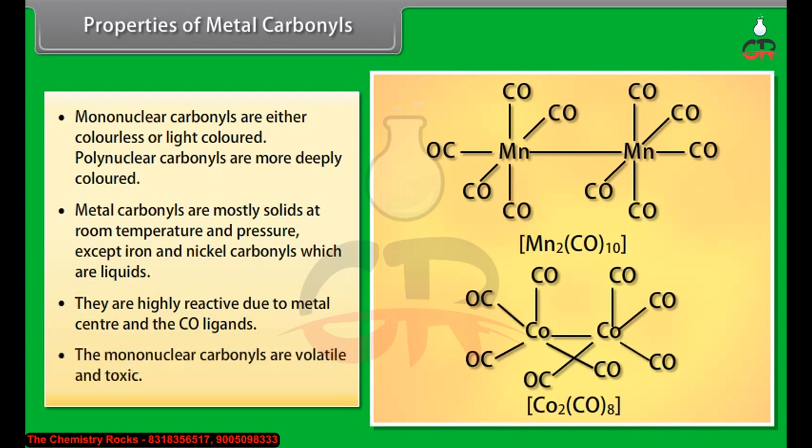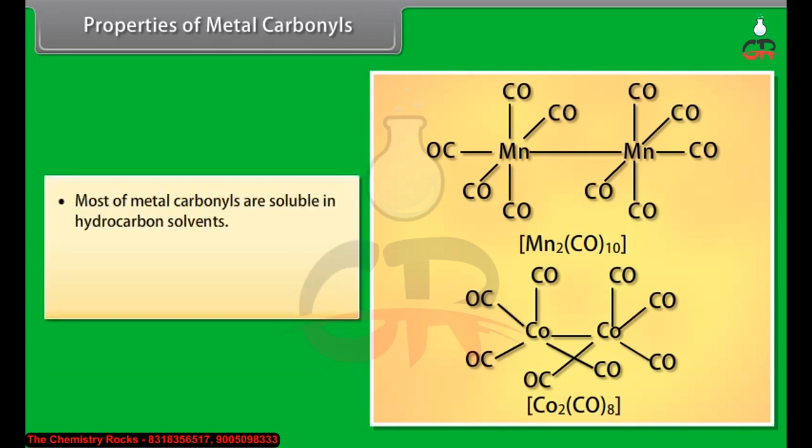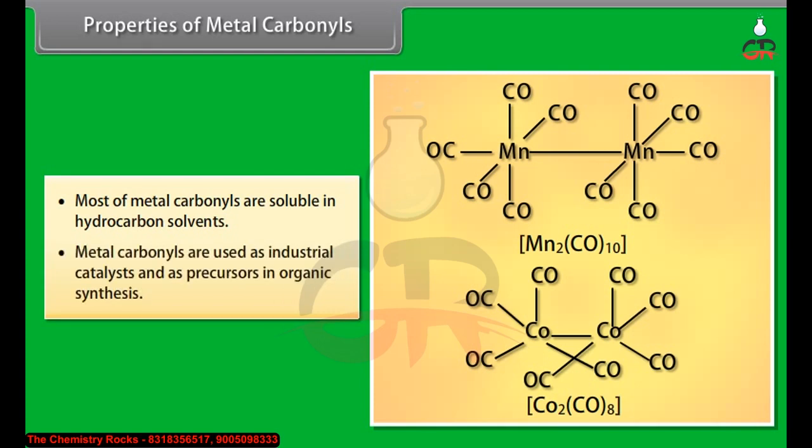The mononuclear carbonyls are volatile and toxic. Most metal carbonyls are soluble in hydrocarbon solvents. Metal carbonyls are used as industrial catalysts and as precursors in organic synthesis.